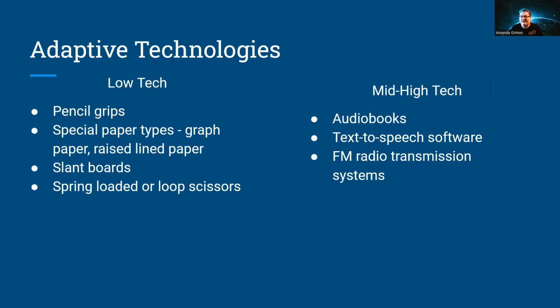Mid to high tech would be things like audiobooks and text-to-speech software, as well as FM radio transmission systems. So students would wear the receiver and the teacher wears the microphone, and it directly transmits to the receiver. And students can hear it more clearly without background noise or distractions. Similarly, this is also a great technology for students who have audio processing issues or might be hard of hearing.